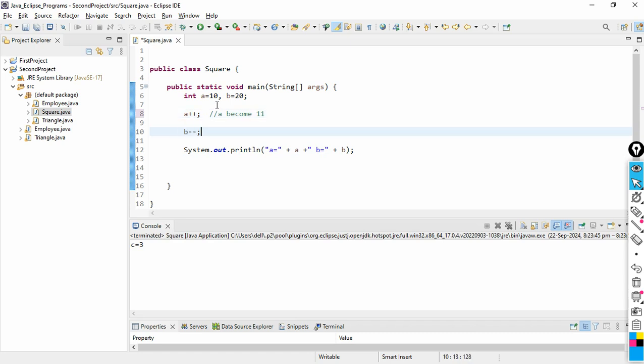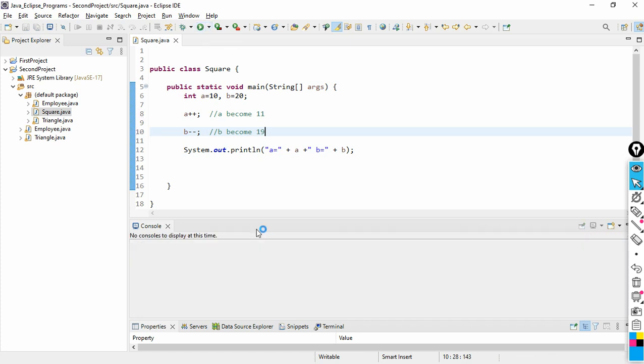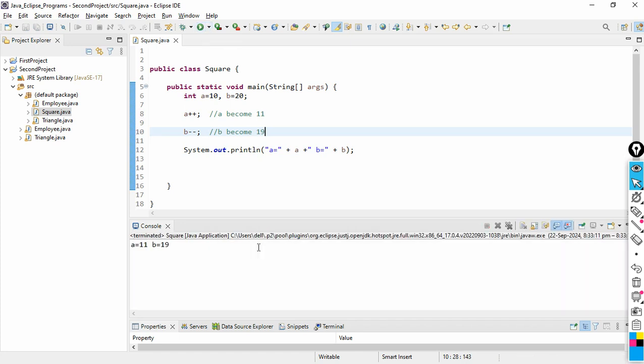b-- means it decreases the value by 1. So b is actually 20, and 20 minus minus decreases the value of b by 1. Therefore b becomes 19. So a will be 11 and b will be 19. This is the answer. Plus plus increases the value by 1, minus minus decreases the value by 1. So this is a simple program.